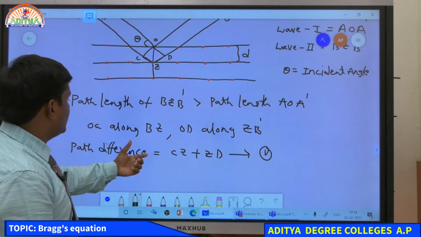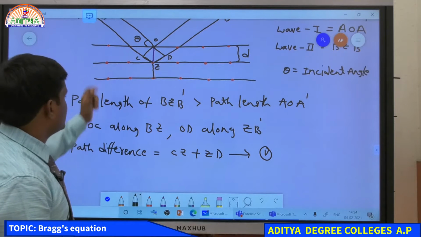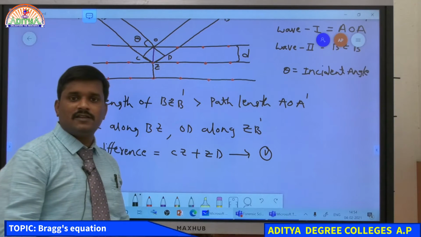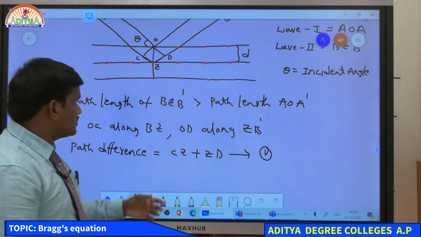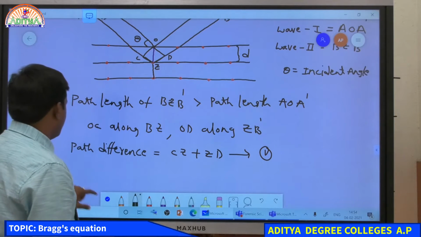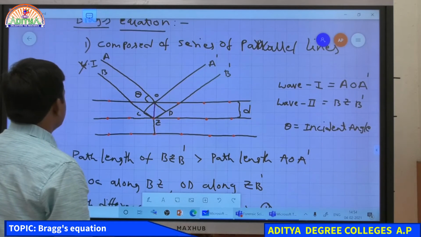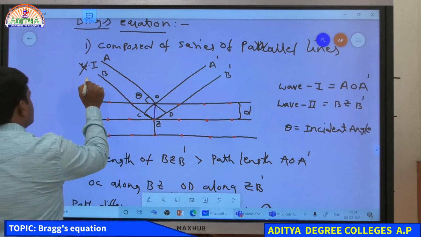Why is there a difference between the path of X-ray 1 and X-ray 2? What is the reason for that difference? The reason is that here we are taking two different X-rays. This is wave 1 and this is wave 2.